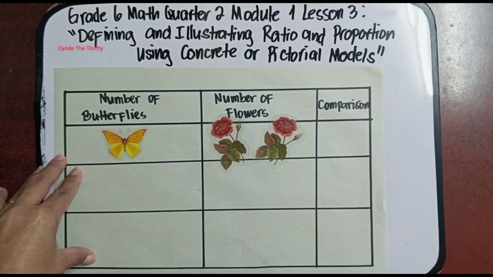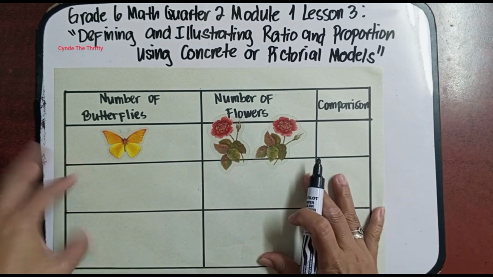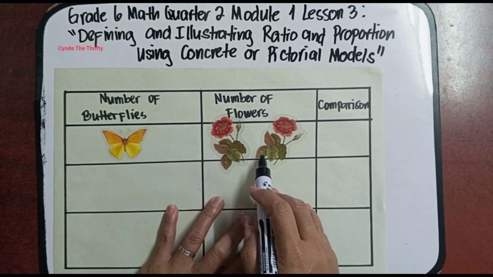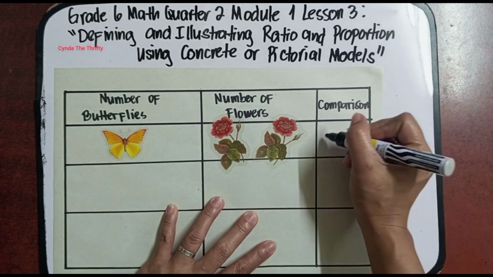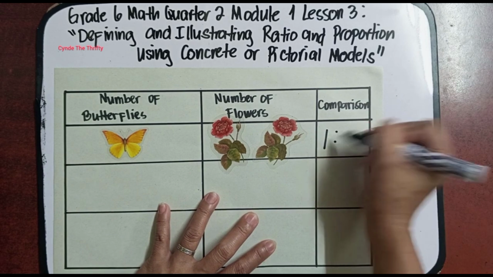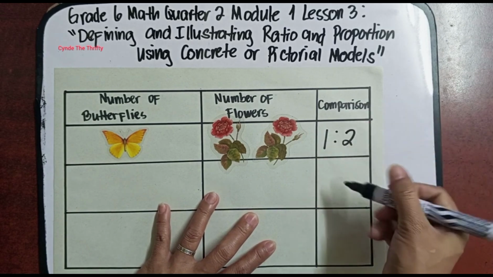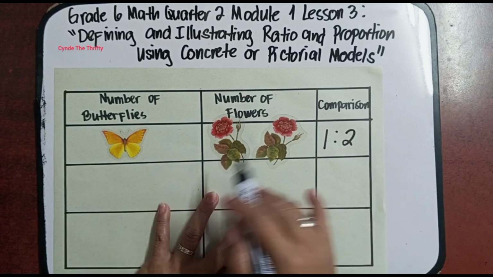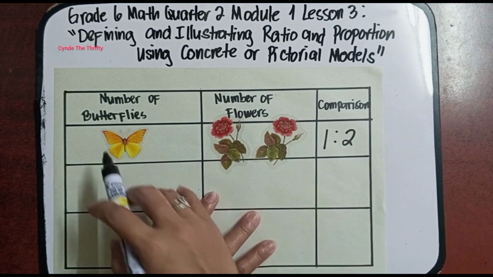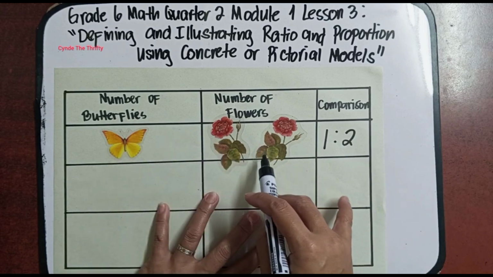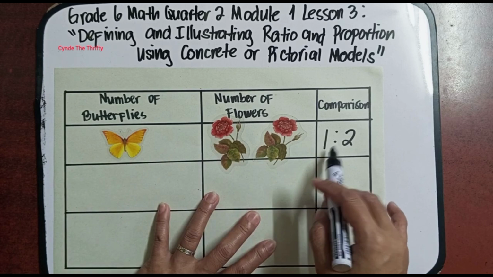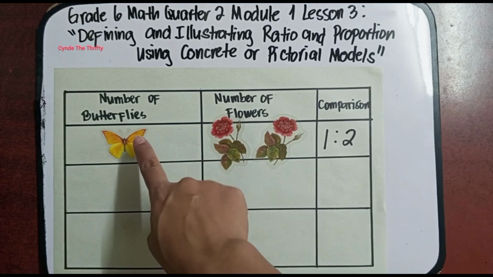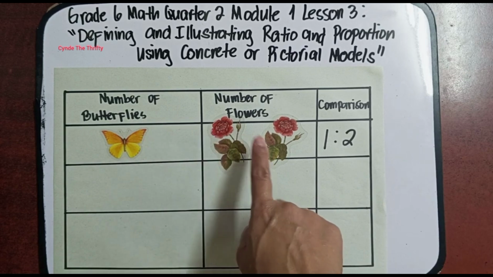So, paano natin siya i-compare? Ano ang kanyang comparison? Ang kanyang comparison is 1 butterfly is to 2 flowers. So, ilalagay natin dito 1 is to 2. Ayan. So, ganyan lang kadali mag-illustrate ng ratio and proportion gamit ang ating concrete model. So, 1 butterfly is to 2 flowers. That is 1 is to 2. So, ibig sabihin nito, kapag meron akong isang butterfly, meron akong dalawang flower.